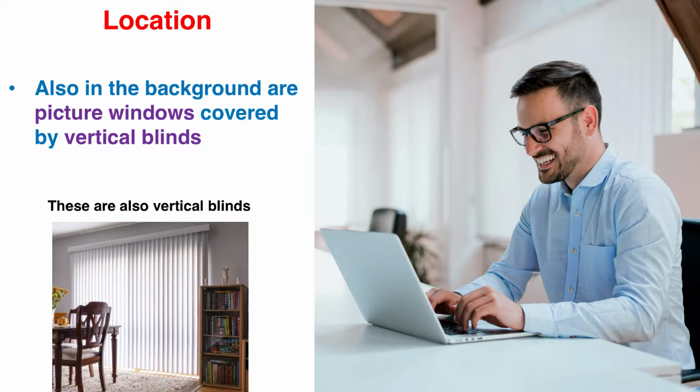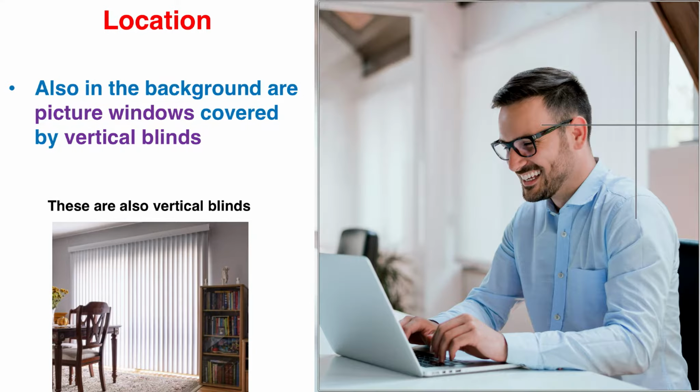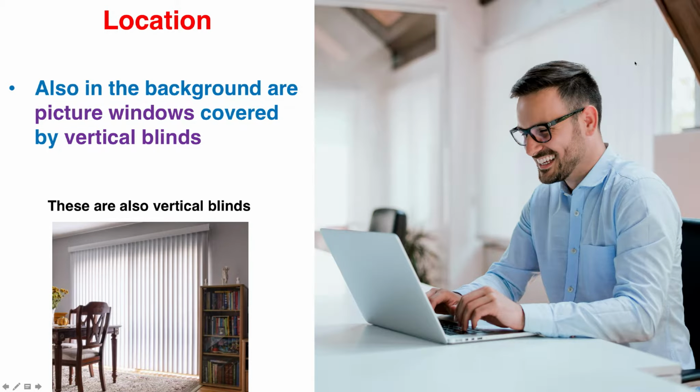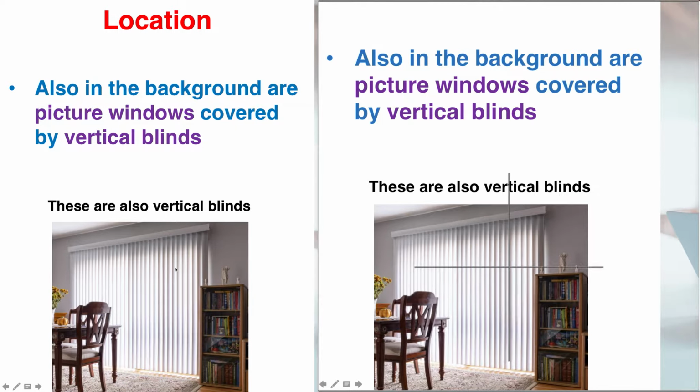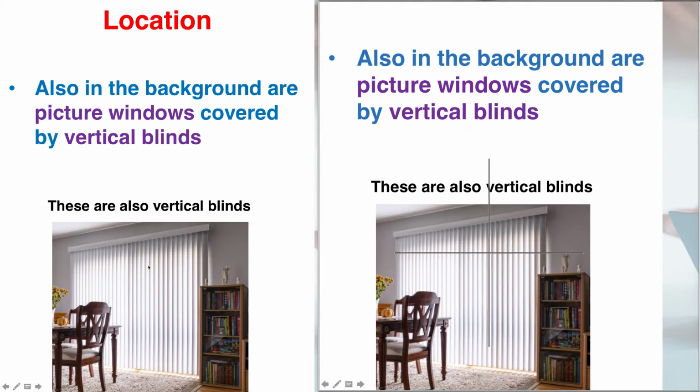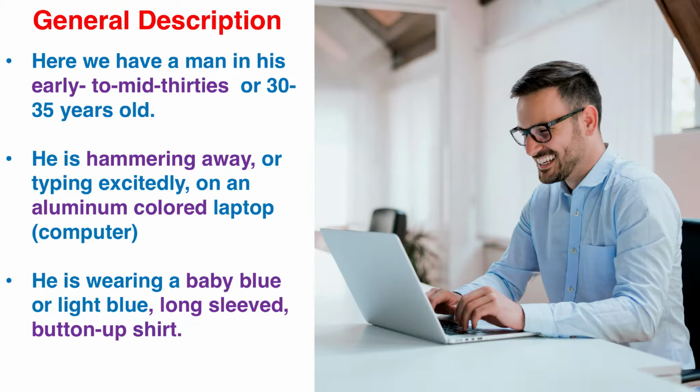Now, these picture windows are covered by vertical blinds, and blinds are these things right here. Blinds can either be horizontal blinds that go this way or vertical blinds that hang down. So for another example of vertical blinds, we look over here. So vertical versus horizontal blinds.